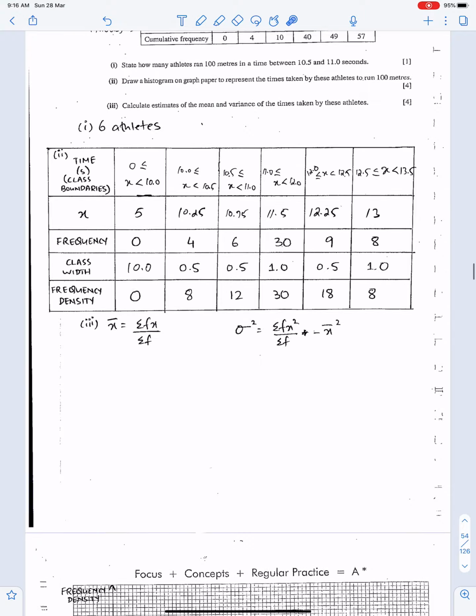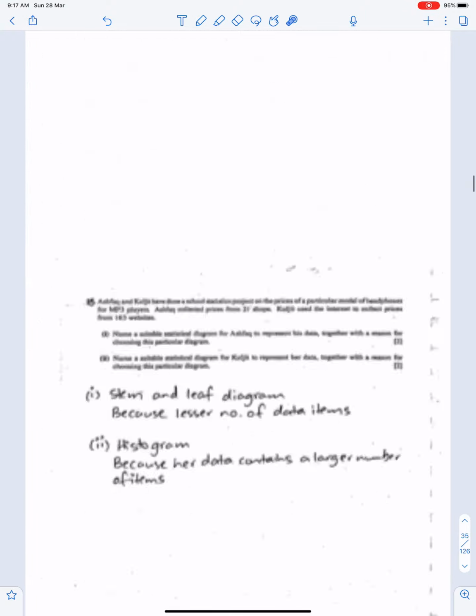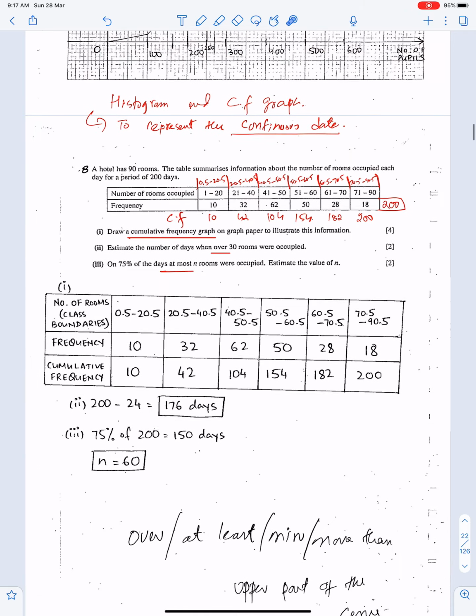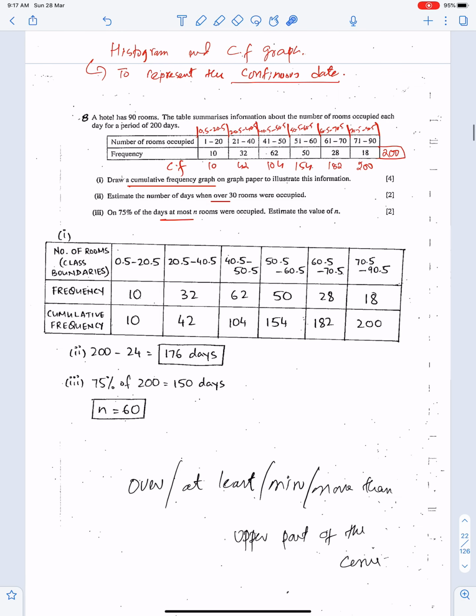We have done almost all types of questions of histogram, and now question number 8. Histogram and CF graph, they both represent continuous data. Number 1, draw cumulative frequency graph. We have class intervals, so first we need class boundaries for that. Get the class boundaries, get the cumulative frequencies.